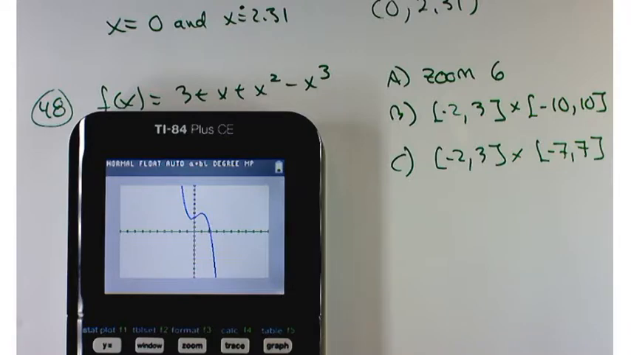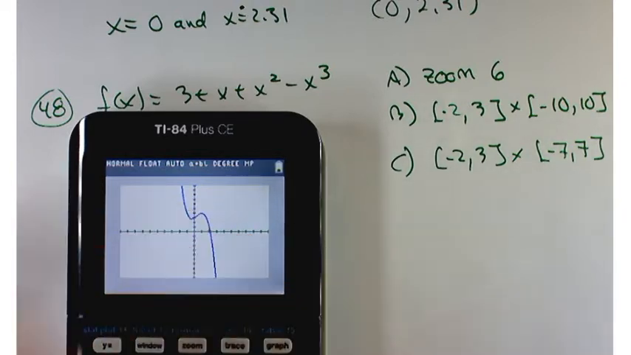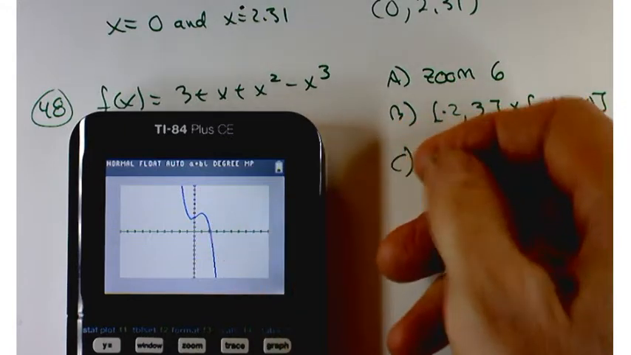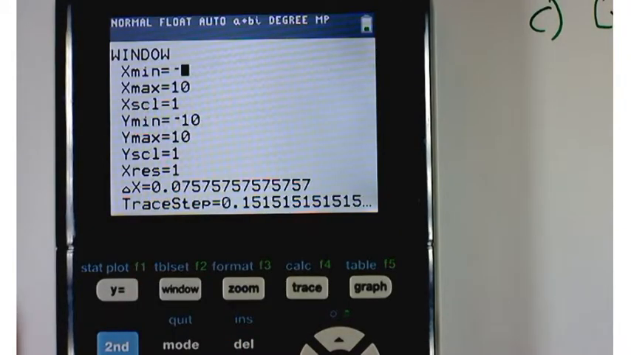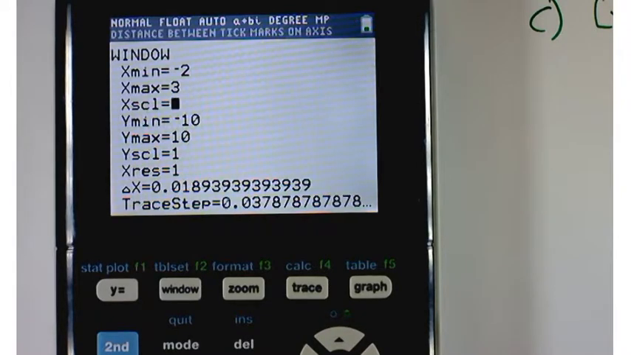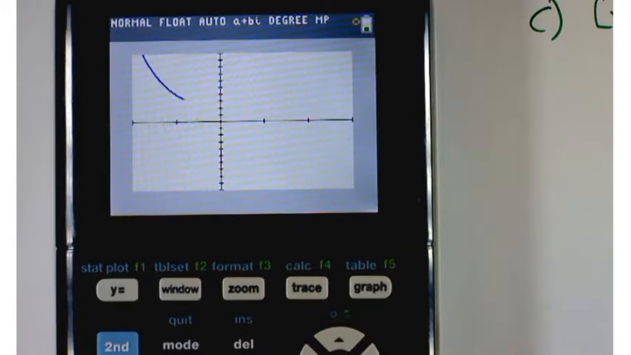Now, when I look at this graph, I see there's a lot of wasted space here. In particular, I really don't need to see the graph to the left of -2 or to the right of, say, +3. So let me go back and adjust my window. Now that I've got a better look at this graph, let's go from -2 to 3, and then hit graph again. And that's a much better looking graph.